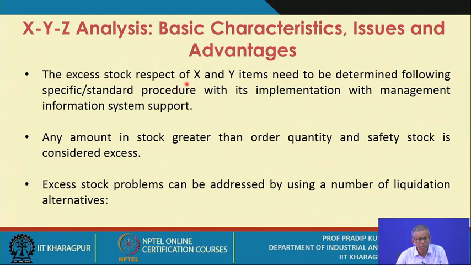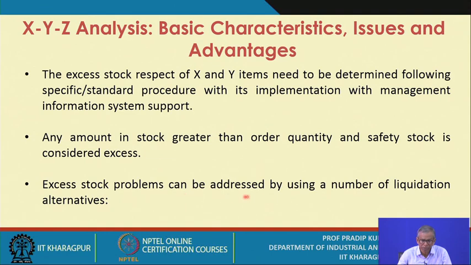Now the excess stock in respect of X and Y items needs to be determined following a specific or standard procedure, with its implementation supported by a management information system. So this point is to be noted. Later on we will discuss the MRP systems and other variants of MRP systems, and we will refer to this aspect. Any amount in stock greater than order quantity and safety stock is considered excess. So this way we define it.